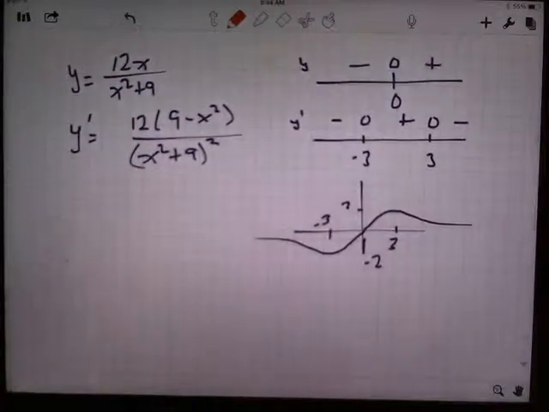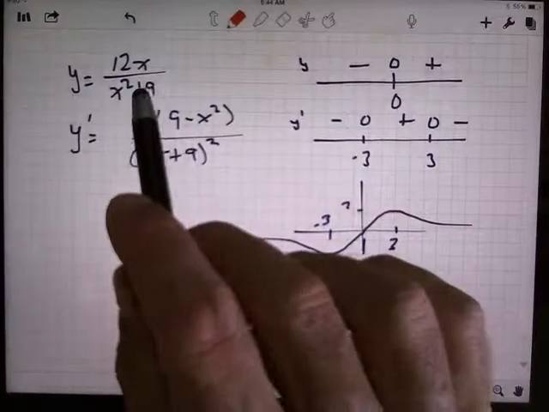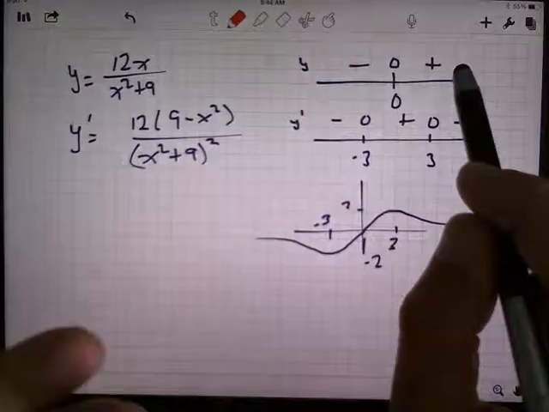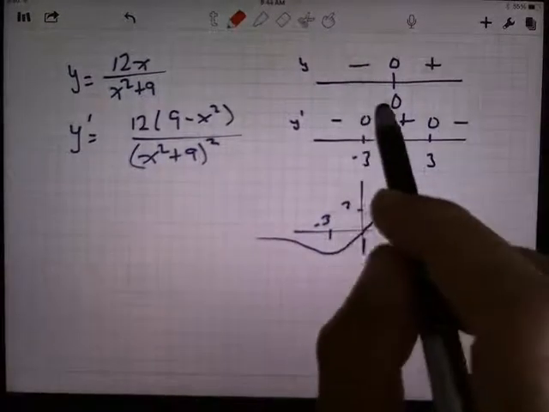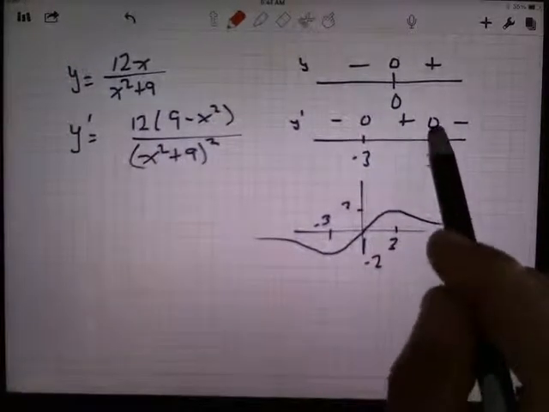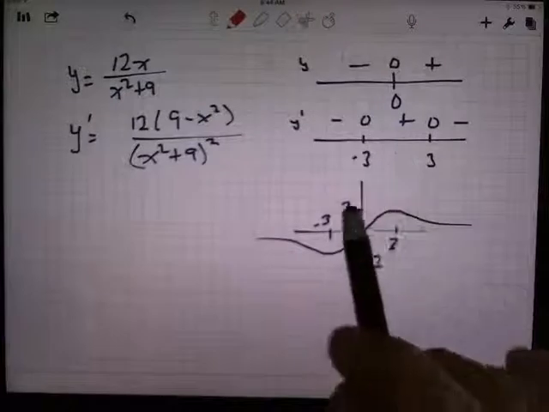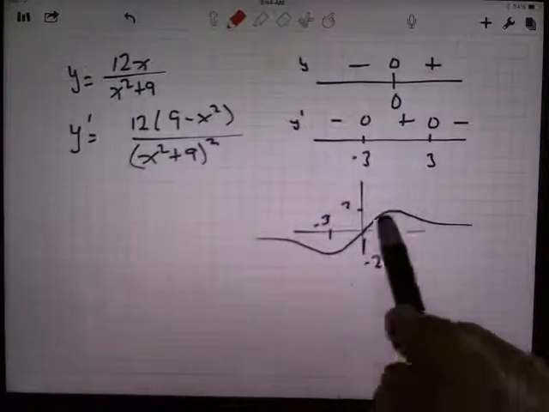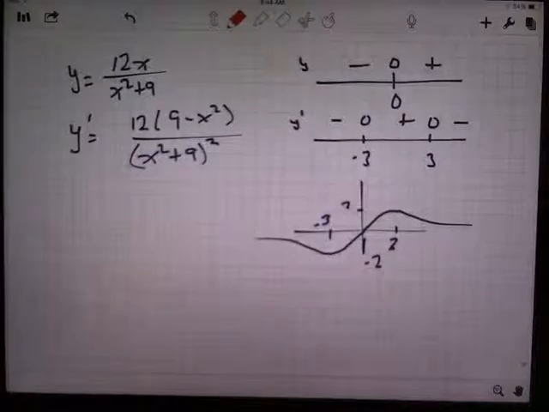Here's the function that I had. I saw, without doing any calculus, that it had an intercept at 0 and it was positive to the right and negative to the left. I saw using the derivative that the derivative was 0 at 3 and negative 3. It was increasing in between them, decreasing on the opposite sides. Anyway, I had this graph here.